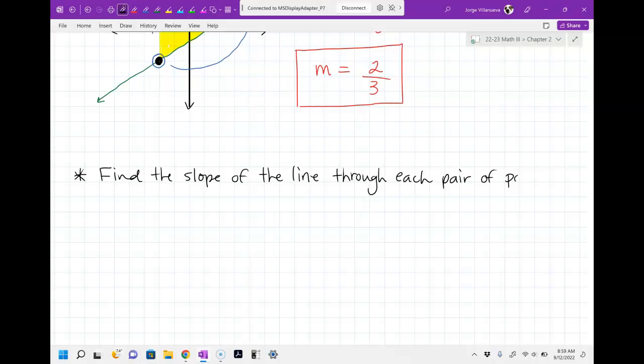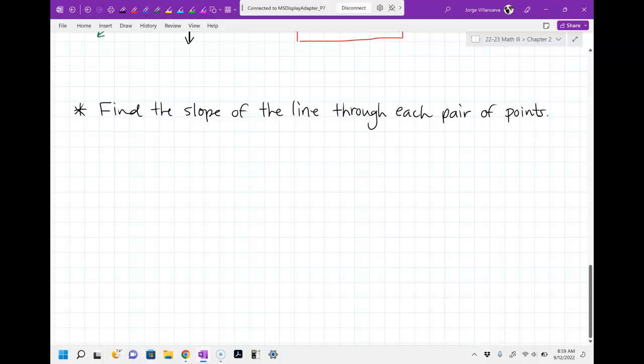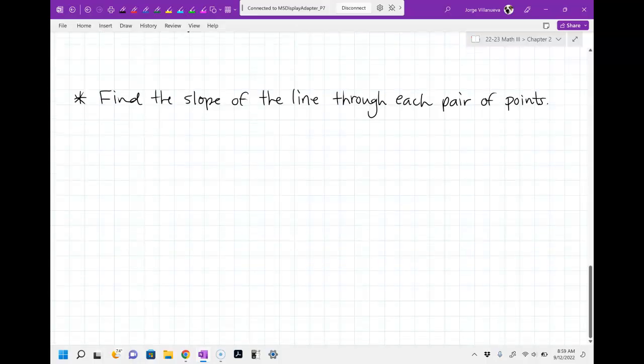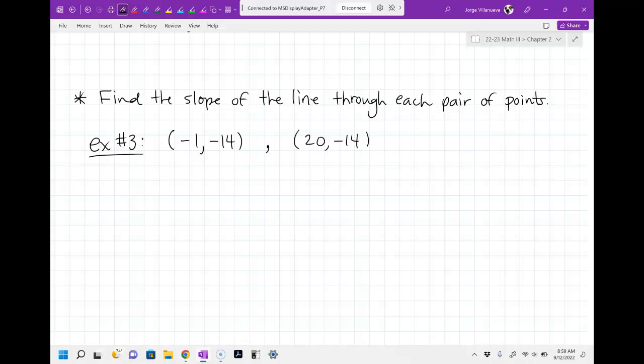Now, a lot more people like these problems because these don't require drawing. You don't have to worry about looking at a graph or anything like that. It's just you trying to figure out the solution by plugging in numbers. Okay, so here's example number 3, not number 4. -1 comma -14, and then the other point is 20 comma -14.